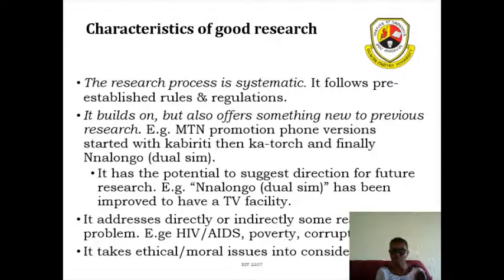So when you look at the example of MTN, how MTN's products have grown over the years. At one point, we had the Kabiriti, that very tiny phone, that featured phone. That featured phone came to the Katoch. Still another featured phone button. Then came the dual SIM. What was MTN doing? MTN was looking at the market and seeing the behavior of users. They were studying the behavior of their clients, and they had to change with the behavior of their clients. That's essentially what has happened.